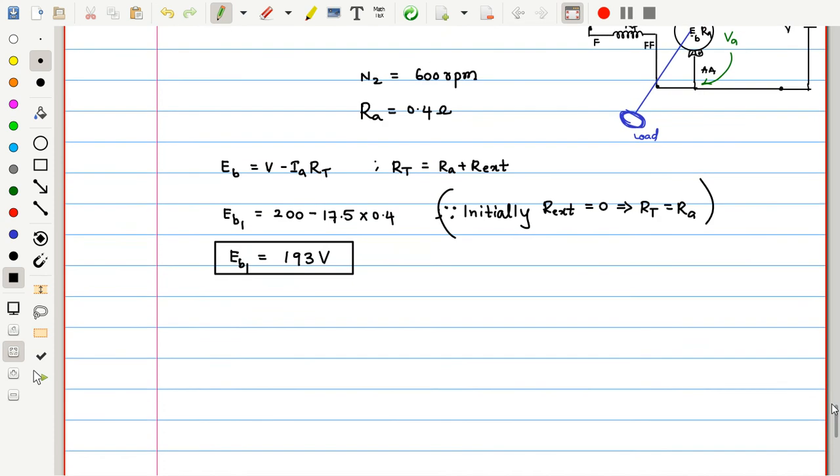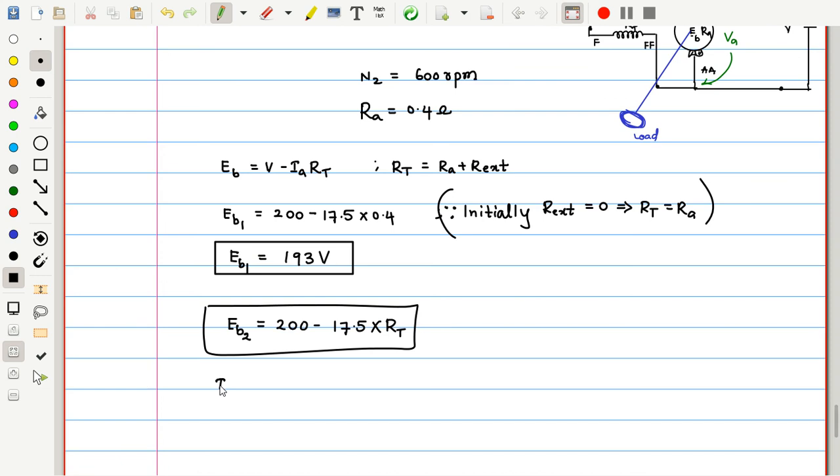Now what I am going to do is increase this R external. As a result, some speed is going to be reduced. The corresponding speed is 600. Now let us see the corresponding induced EMF in the machine. That is EB equal to 200 minus the same armature current, which is maintained constant, into the total resistance. What is R total here? RA plus R external. Let us see what this EB will be.